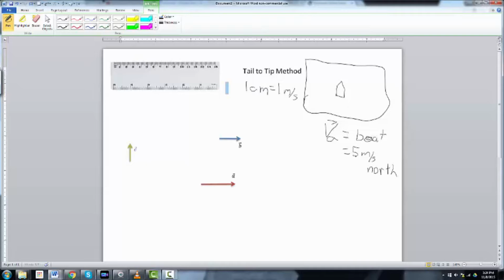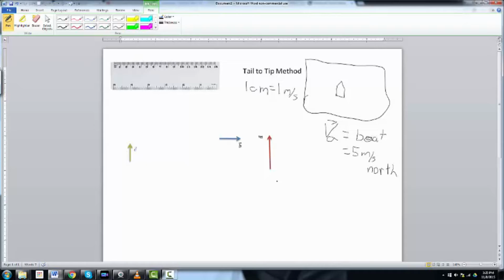So if I want this to go 5 meters per second north, I need this to be at least 5 centimeters long. So I'm going to take my A vector, I put it up the ruler. Okay, that's about 5 centimeters. Okay, and so I'm going to take this arrow, I'm going to point it north. Boom. So my A vector is going to represent my boat, and I have that going 5 meters per second, and it just is going up.